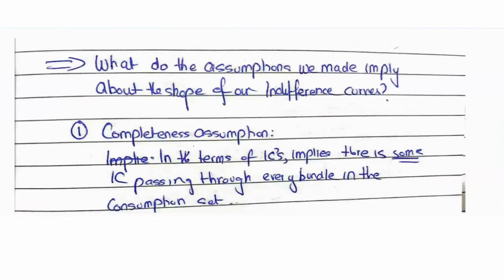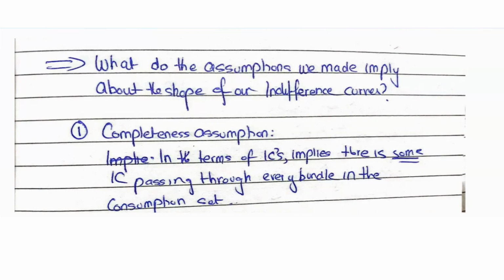So now, what do the assumptions you made imply about the shape of our indifference curves? We started off this topic by talking about some assumptions regarding taste: completeness, transitivity, monotonicity, convexity, and continuity. We want to see how each of the assumptions we have made in this model of tastes implies something about the shape of our indifference curves. We'll start with the completeness assumption.